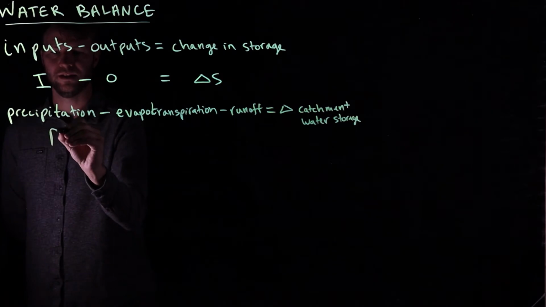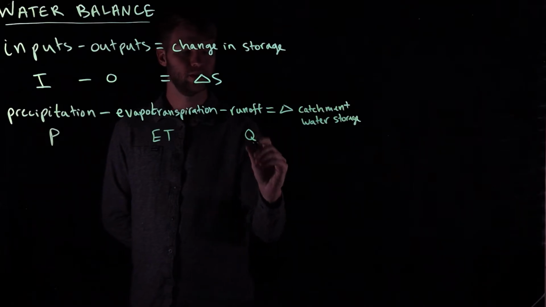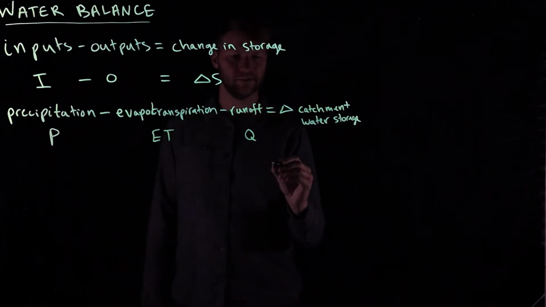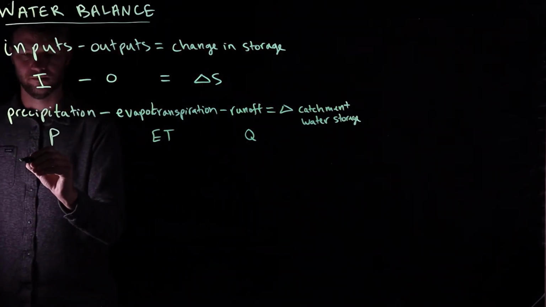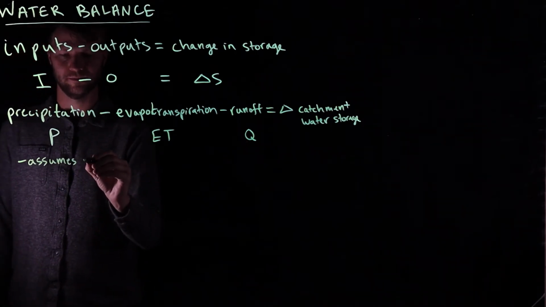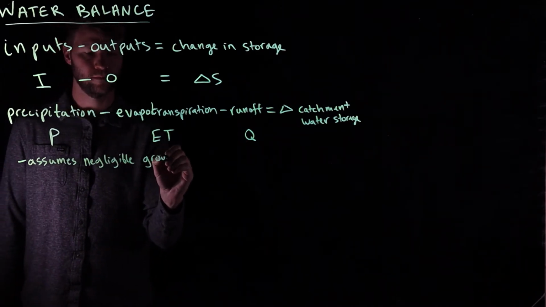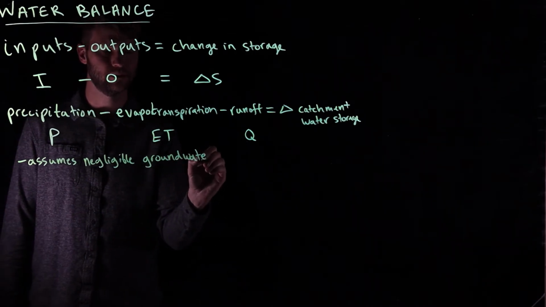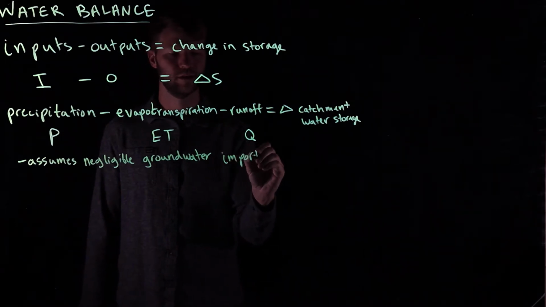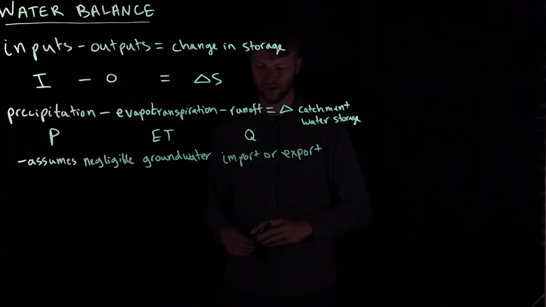Let's denote this with a P. This is ET, and this is Q. Now, this particular equation for catchment mass balance assumes something. Namely, this assumes that there's negligible groundwater inflow or outflow from the catchment. Which is an assumption that may hold in some places, but may be a very bad assumption in other places. So I'll say there's negligible groundwater import or export. So we're just looking at surface water runoff as the main flow of liquid water out of the catchment.